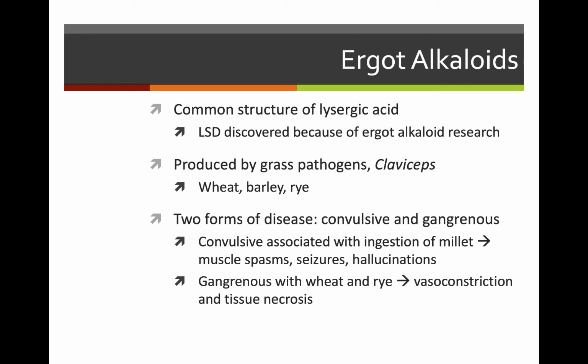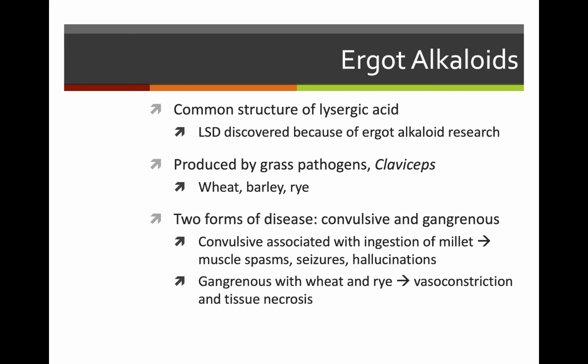There are two forms of ergot alkaloid intoxication: convulsive and gangrenous. The convulsive form of disease is generally associated with the consumption of contaminated millet. Our symptoms here are going to be things like muscle spasms, seizures, and hallucinations. The gangrenous form of disease is generally associated with the consumption of contaminated wheat or rye. And in this case, we can see things like vasoconstriction and tissue necrosis.